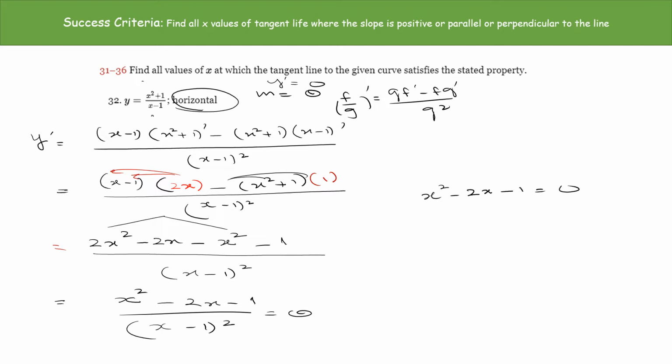Now solve it using the quadratic formula, or using your calculator if it is allowed. So your a is 1, your b is negative 2, and your c is negative 1. So we will get the two x values, that is 1 plus or minus square root 2. So that is our answer.